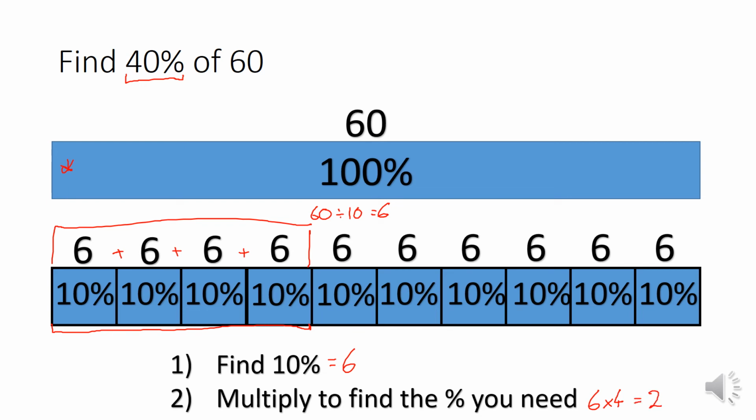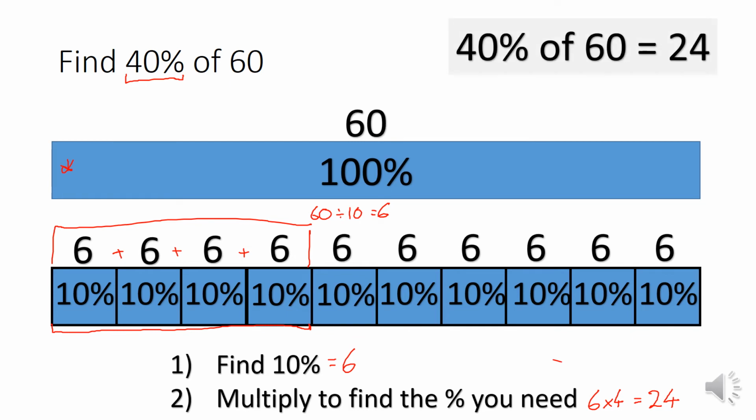That gives us 24. So when you know 10%, it's really easy to get to any multiple of 10. You just times it by whatever you need. So for that one, 40% of 60 is 24.